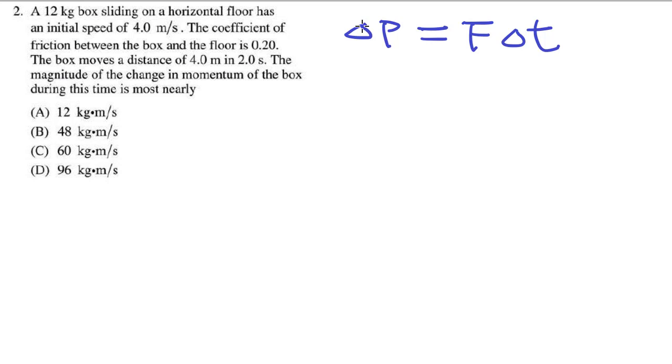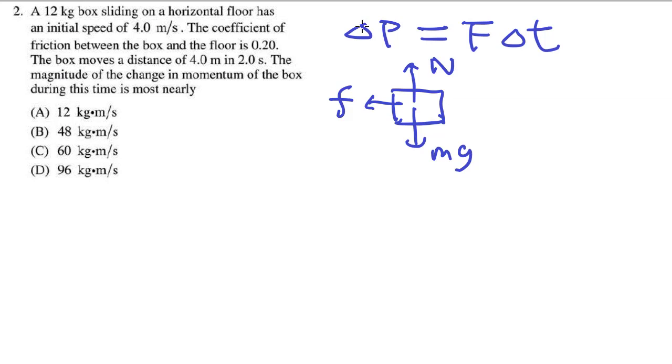So let's draw a free body diagram on the box. So you have a box here. You have gravity pointing down, mg. You have a normal force pointing up. And then against the motion, there is friction, right? So friction pointing to the left. So the only force in the x direction is the friction. That's the one that's going to change the momentum.